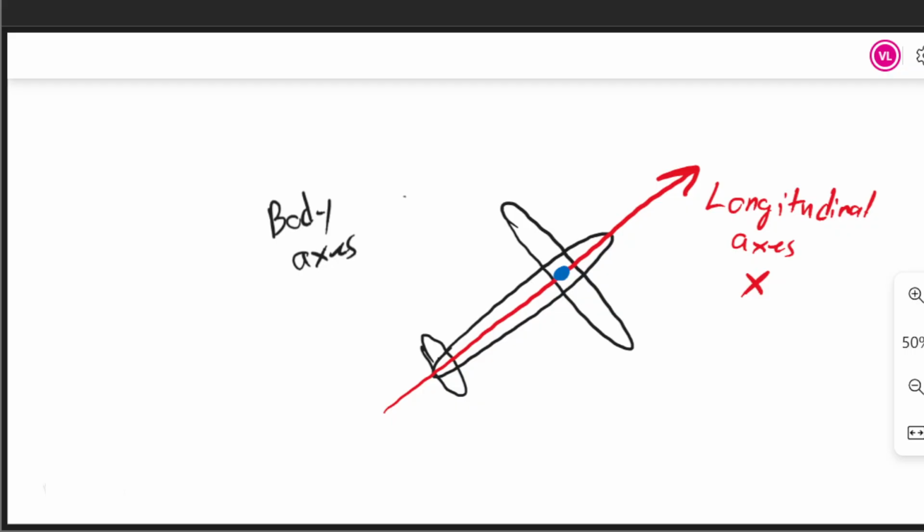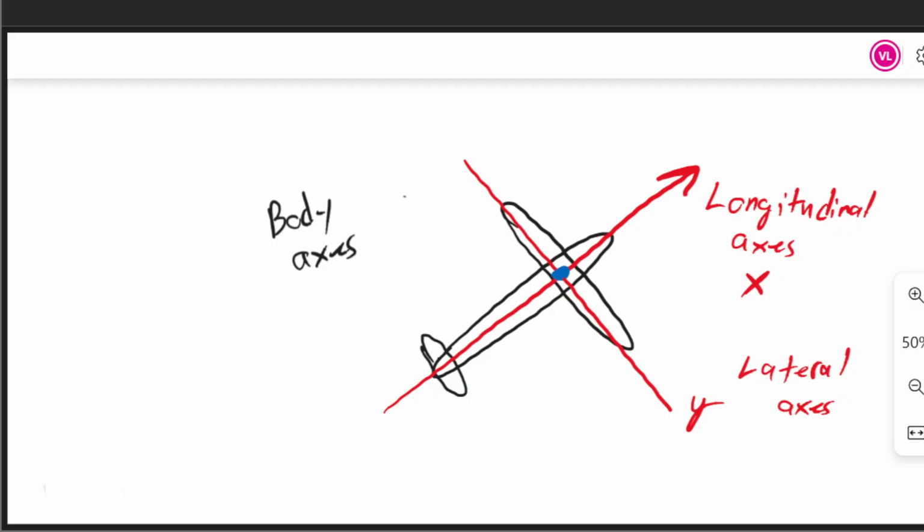Now, the second axis, which in this case would be our y-axis here, is referred to as the lateral axis. And again, it's simply connecting the two tips of the wing, but it's going straight through the center of gravity, which is our blue dot here. So these are two axes out of the three.